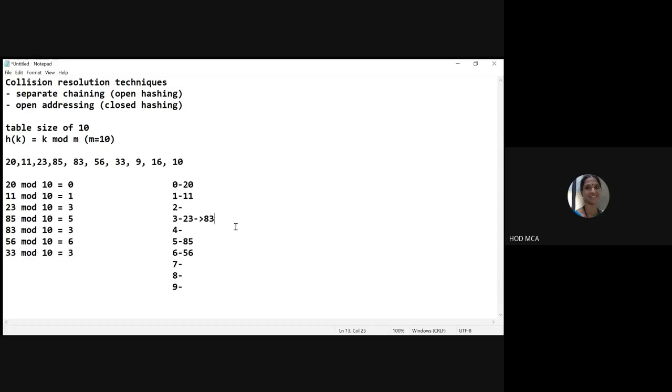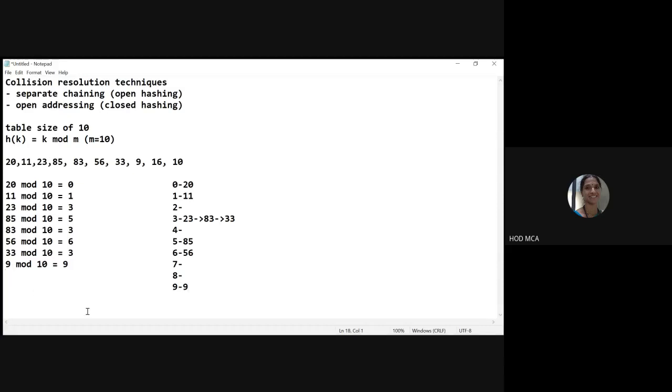So again I will create one more node in that linked list, and then the next node will now store the value 33. Alright, so next we have 9 mod 10, which is equal to 9. Okay, so in the ninth location I will be storing 9.